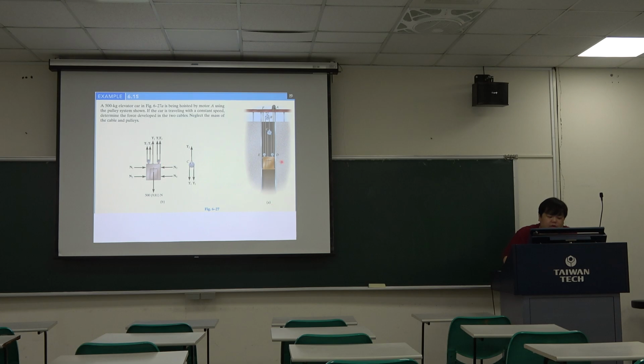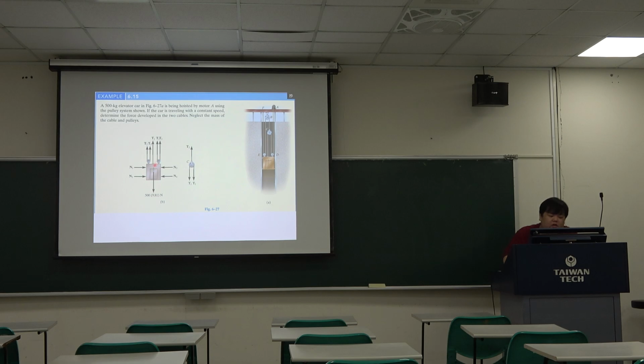So when we draw the free body diagram like this, we have the elevator car weight here, and we have the normal force between the wall and the elevator car. Okay, so you can see we have a little support here, and we have the normal reaction force. And on the elevator car we have the two pulleys and one cable connected.